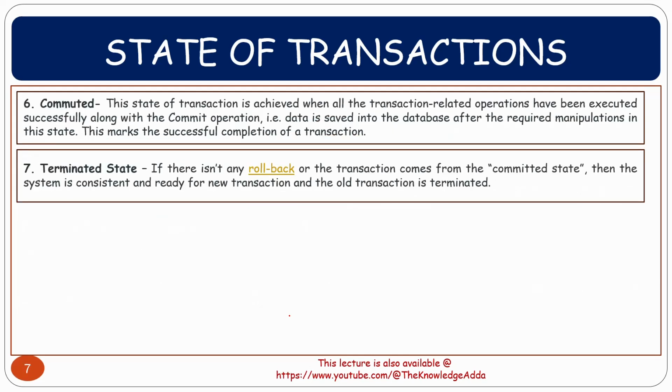Now committed. So this state of transaction is achieved when all the transaction related operations have been executed successfully along with the commit operation, and data is saved into the database after the required manipulation in this state, and this marks the successful completion of the transaction. Terminated state means if there is not any rollback or the transaction comes from the committed state, then the system is consistent and ready for new transaction, and the old transaction is terminated.